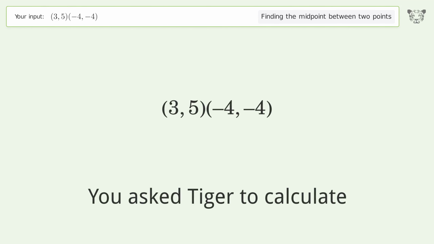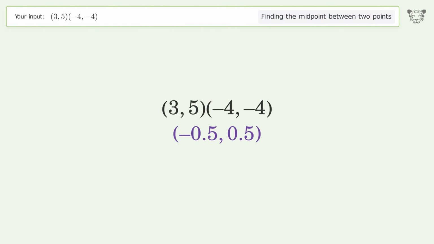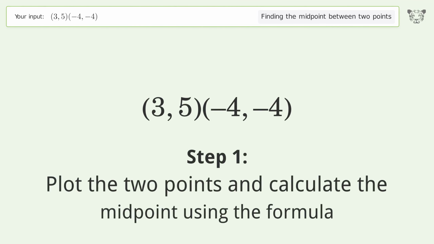You ask Tiger to calculate. This deals with finding the midpoint between 2 points. The midpoint between the 2 points is negative 0.5, 0.5. Let's solve it step by step. Plot the 2 points and calculate the midpoint using the formula.